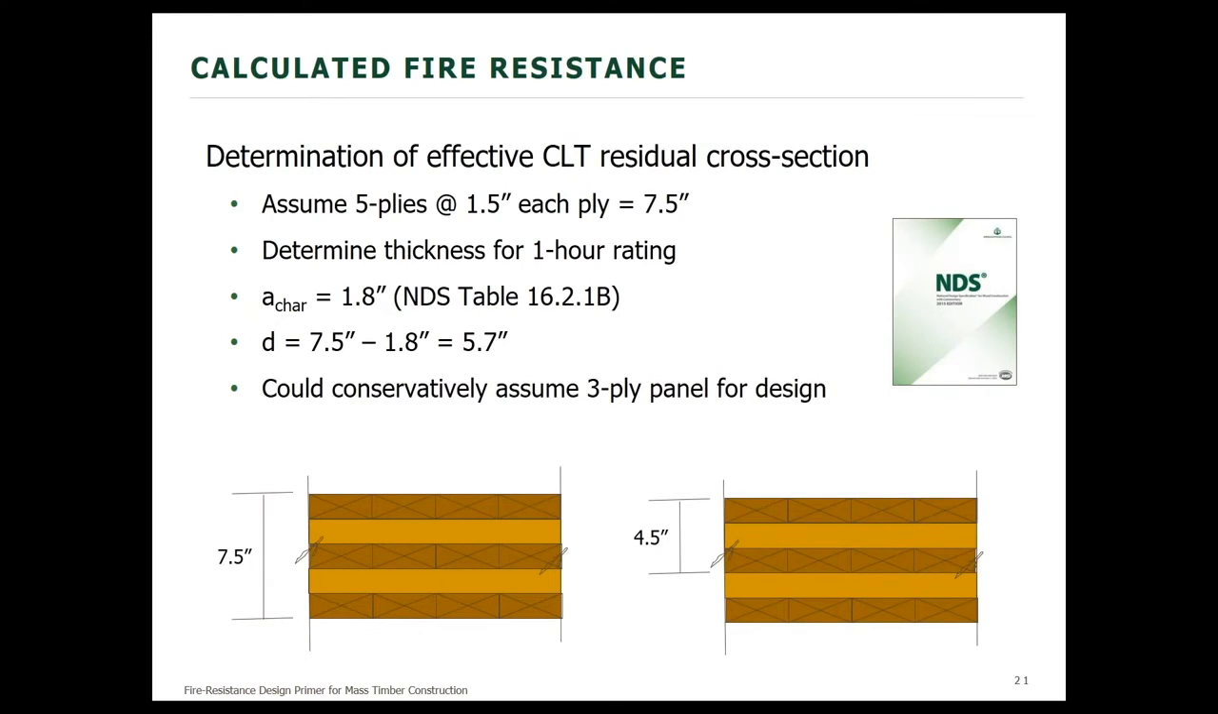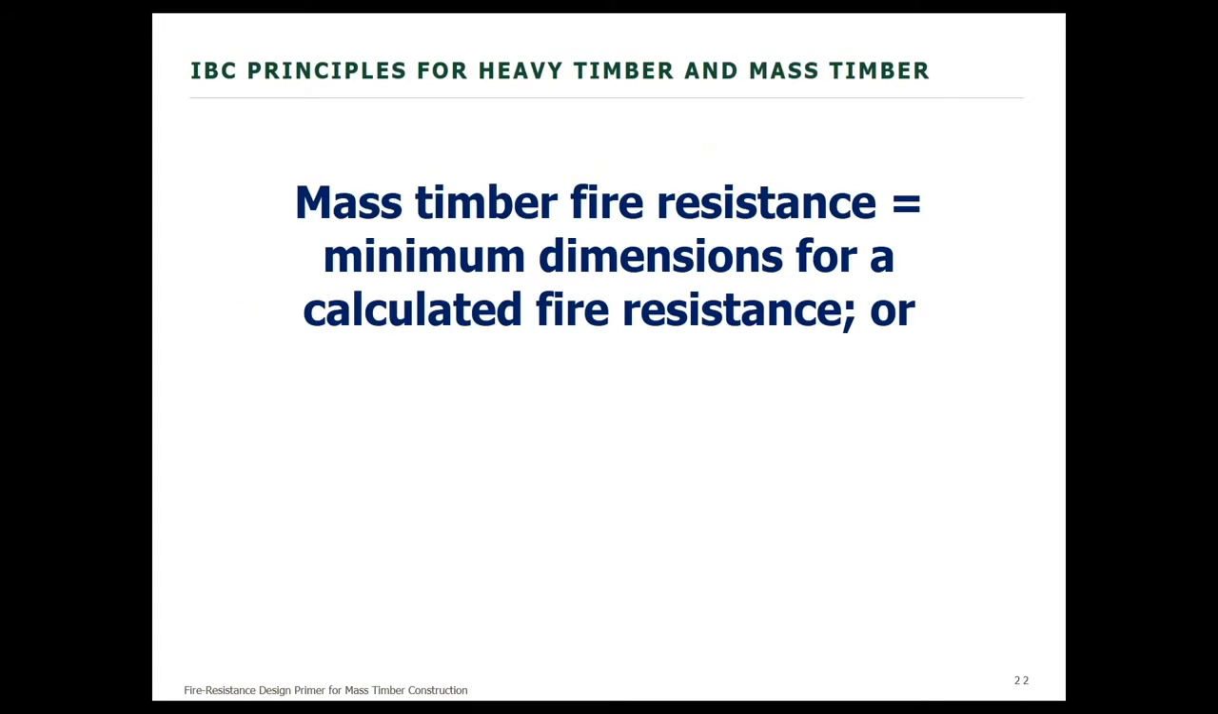A similar process of applying the effective char depth provides a net effective residual cross section for CLT roofs or floors. To get a more in-depth example of how this all works together, you can download our TR10, Technical Report 10, and look over Example 4.6 for an exposed CLT wall. It is located on page 43 of TR10.